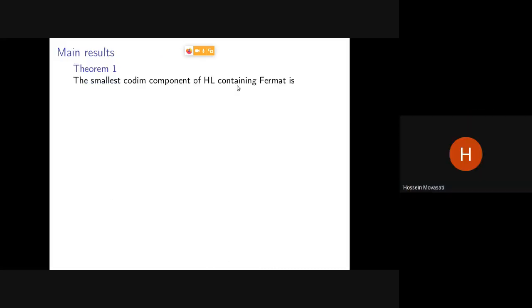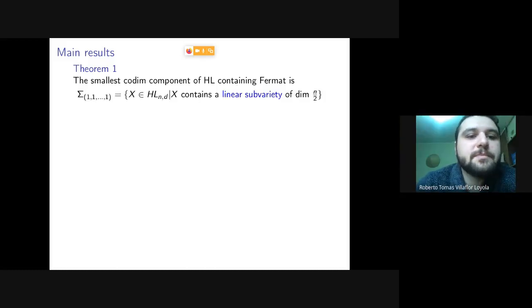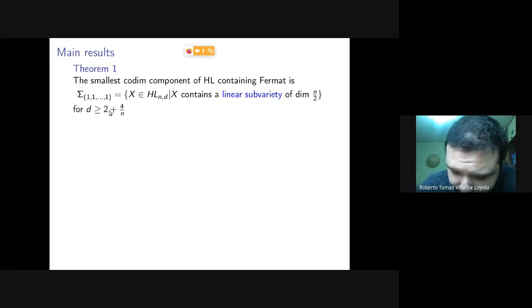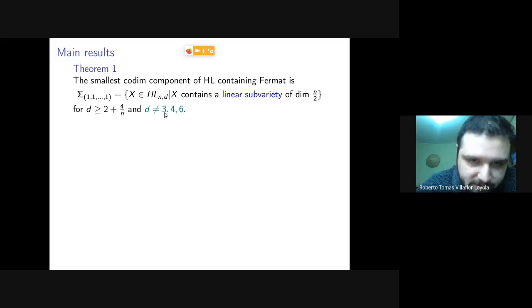Okay? Okay, go ahead. So my results are the following. Well, what I did was to reconsider Movasati's approach, and I tried to push it forward, and I obtained the following results. So the smallest codimension component of the Hodge locus containing the Fermat variety is what it should be, the space of hypersurfaces containing a linear subvariety of dimension n/2. I did it for any degree except for 3 cases, degree 3, 4, and 6. Okay, I will explain later why I couldn't attain these cases.